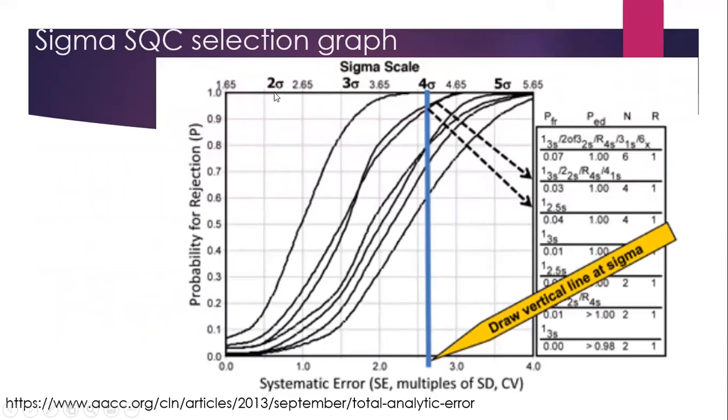What is the utility of the sigma metric? We calculate the sigma metric of the laboratory. Then we use this chart to identify the number of rules which are required for internal quality control. This I have taken from this publication.